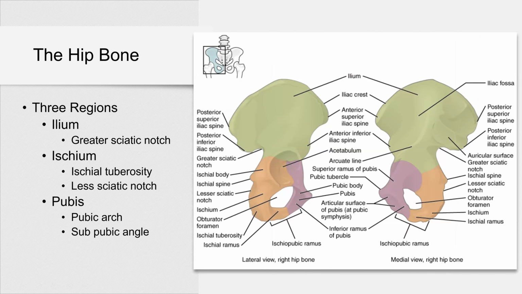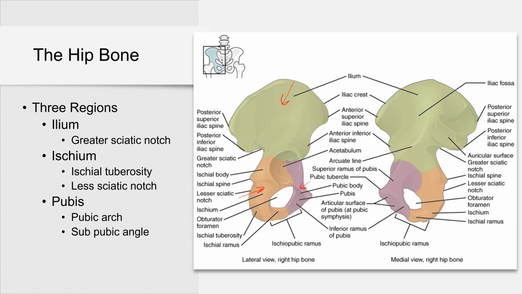Okay, now let's move to the hip bone. That is the pelvic girdle. So the hip bone has 3 regions. It has ilium, shown here in green, ischium, and pubis, right there. So I like this picture because it has 3 different colors. So you can see how those bones are connected.